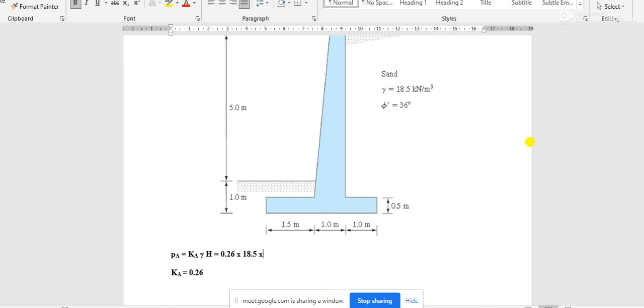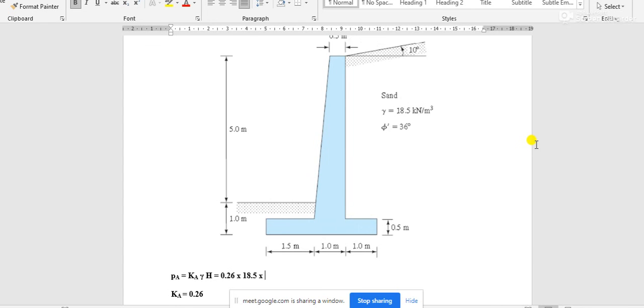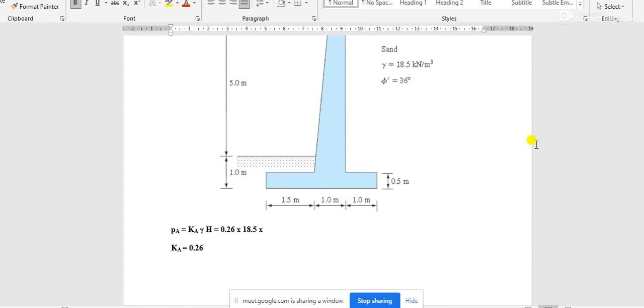This I am calculating for soil, and H is here, total height is 6. So the value of active pressure is 0.26 multiplied by 18.5 multiplied by 6, that is 28.86. Maybe you can calculate, kilonewton per meter square.